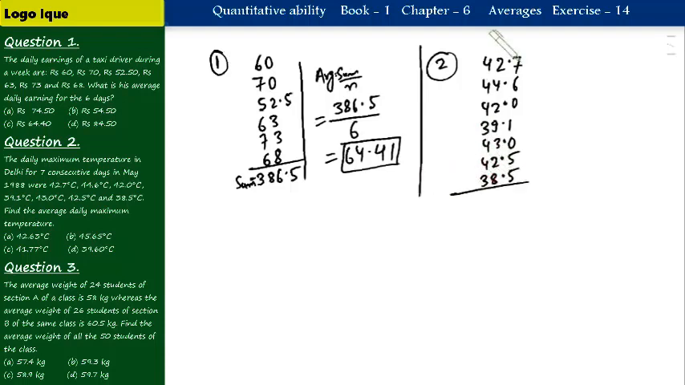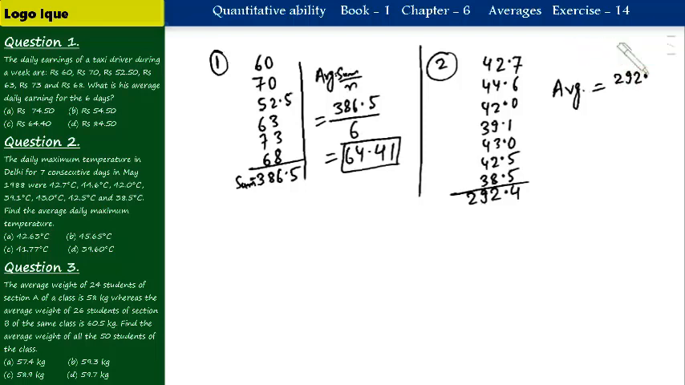7 plus 6, 13 plus 1, 14, plus 5 is 19, plus 5 is 24. So we have 4 here, 2 carry forward. Then 2 plus 2, 4 plus 4, 8 plus 2, 10 plus 9, 19 plus 3, 22 plus 2, 24 plus 8, 32. So 2 here. And 3 carry forward, 3 plus 4, 7 plus 4, 11 plus 4, 15 plus 3, 18 plus 4, 22 plus 4, 26 plus 3, 29. So 292.4.